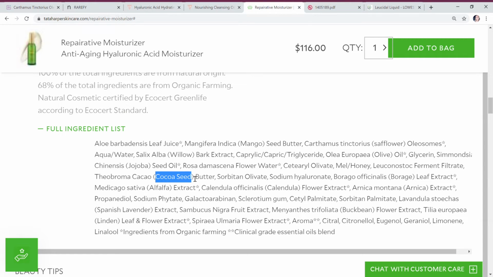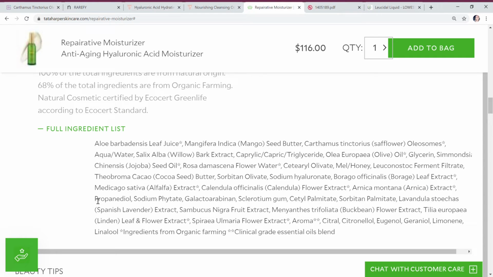Next we have cocoa seed butter, and then another chemical name, sorbitan olivate. So we'll talk about this with the cetyl olivate in just a minute. Next we have sodium hyaluronate. So we're probably at that 1% mark now, since sodium hyaluronate is used around 1%. And then we have some herbs. And these are infused in that olive oil. We have borage leaf extract. We have alfalfa, calendula, arnica.